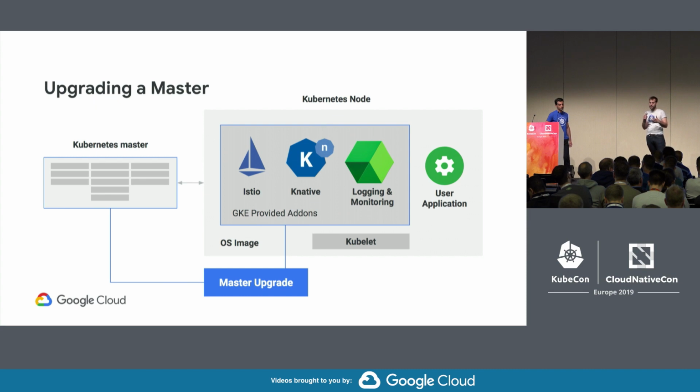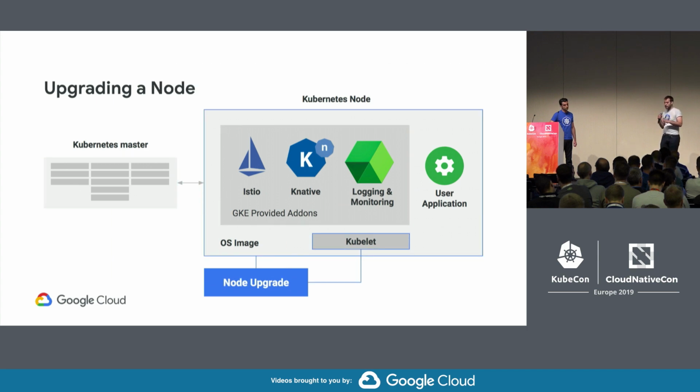So for upgrading the master, here's kind of what I just described in picture form. A master upgrade will upgrade everything on the master, OS image, all those components, and it's also going to upgrade those add-ons. And a node upgrade is going to upgrade just the OS image and the kubelet. But this is important because we have to ensure that the kubelet stays within some range of the masters.